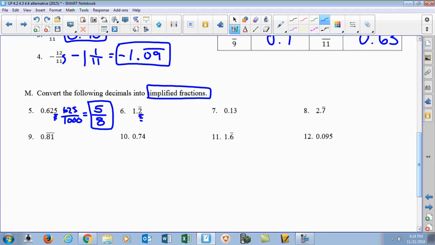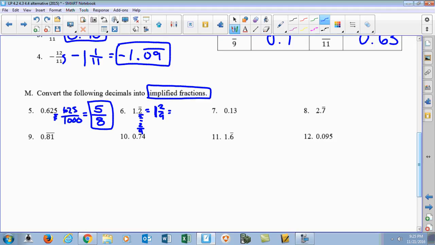0.2, the fraction part of 0.2 is 2/9, right? And I got a 1 in front of it. So this becomes 1 and 2/9. And since this is a mixed number, I could convert it to an improper fraction if you wanted to, depending on the directions. Converting a mixed number to an improper fraction is kind of a whole different story.